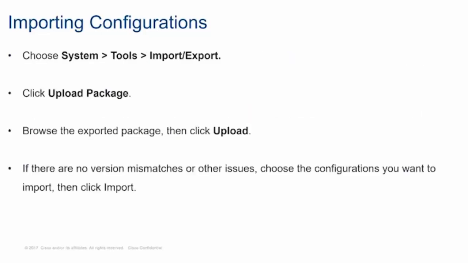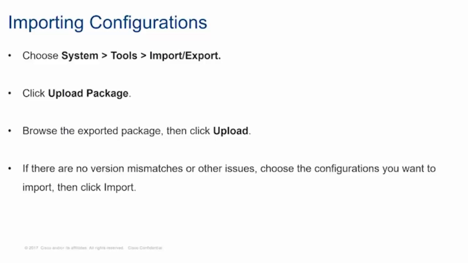To perform an import, you need to navigate to System, Tools, Import, Export. Click on the Upload Package option, and then you have to choose the .sfo file, the exported policies, in order to import. Once you click on this option, it is going to do a pre-check on the version information, the basic compatibility, and then it's going to list the available policies in the file that you're trying to import. With that, you can either choose selected policies to import, or you can choose all policies to import.